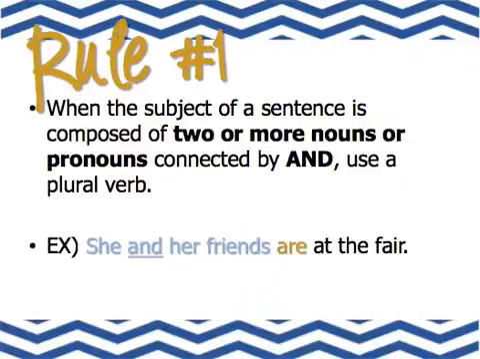So, rule number 1 is that when the subject of a sentence is composed of two or more nouns or pronouns connected by and, you're going to go ahead and use a plural verb. So in this example, she and her friends are at the fair. You have two or more nouns or pronouns, she and her friends, joined by and, so you're going to use the plural verb are instead of the singular verb is.